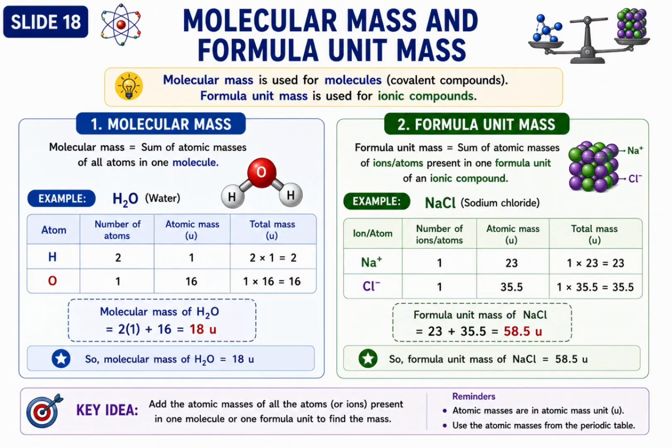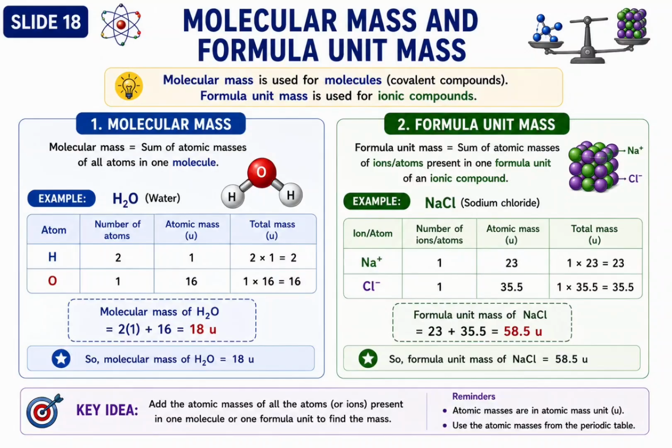Now let's calculate the mass of a molecule. Take water. We know hydrogen equals 1 u and oxygen equals 16 u. There are 2 hydrogen atoms. So 2 times 1 plus 16 equals 18 u. Therefore, the molecular mass of water is 18 u, atomic mass unit.